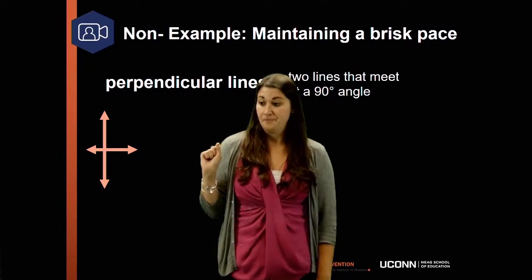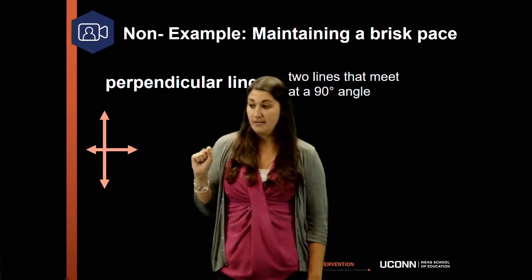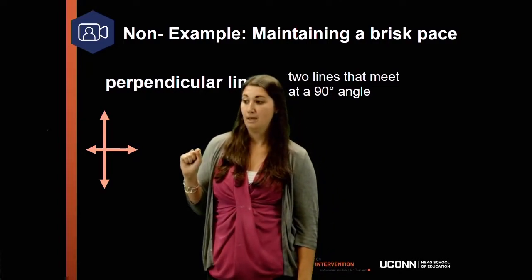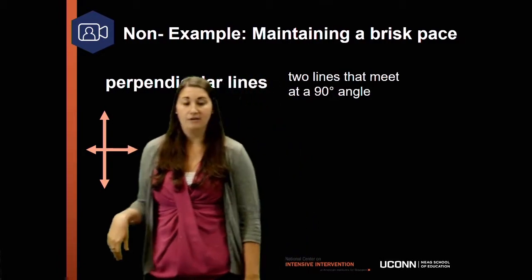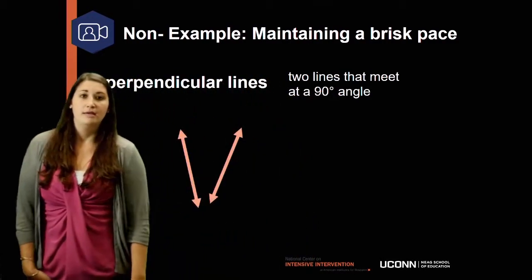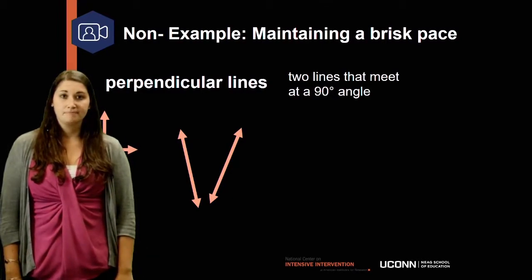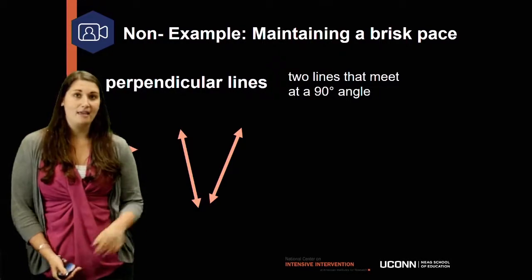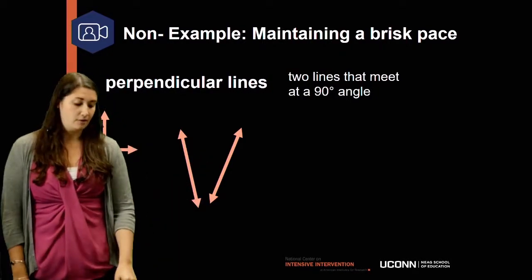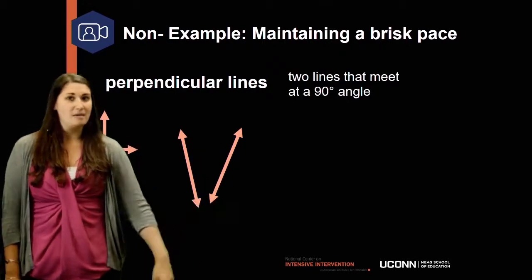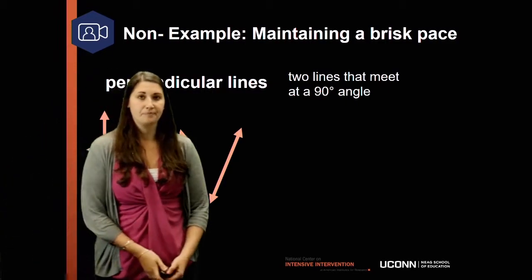Robert, what do you think? You think they are perpendicular lines? Why? Because they meet at a 90-degree angle. Nice job. How about these? Are these perpendicular lines? Nope, they're not. They meet, but not at a 90-degree angle. If we extended them out, you'd see they meet, but not at a 90-degree angle.